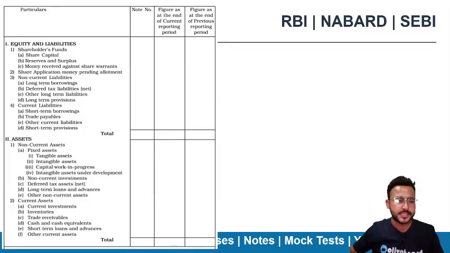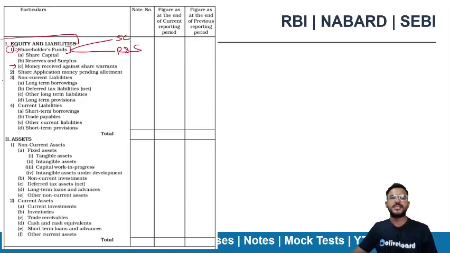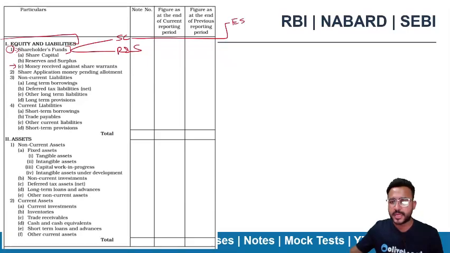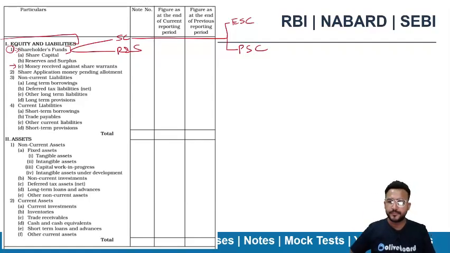Okay, let's start, guys. Discussing each and every item one by one. First, in the major heading, we have equities and liabilities. In that, as a major subheading, we have shareholders' funds. Now in shareholders' funds, we have share capital, reserves and surplus, right? And another terminology, money received against share warrants. First let's discuss share capital. Share capital is nothing but equity share capital and preference share capital. We already know what equity share capital is, what preference share capital is. We have already covered it in the basic lecture.